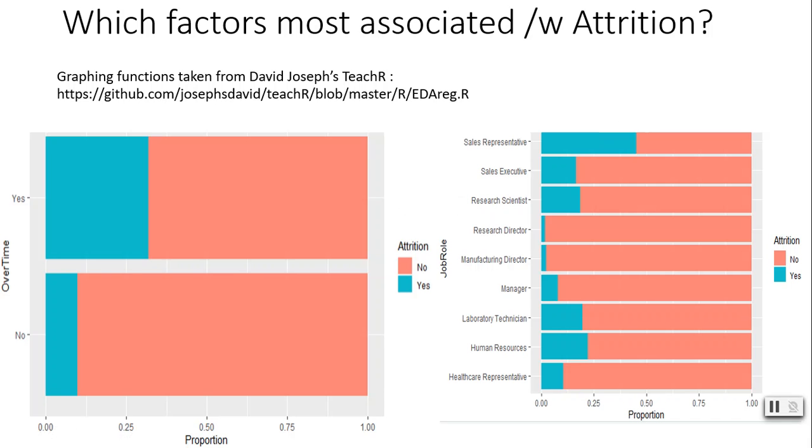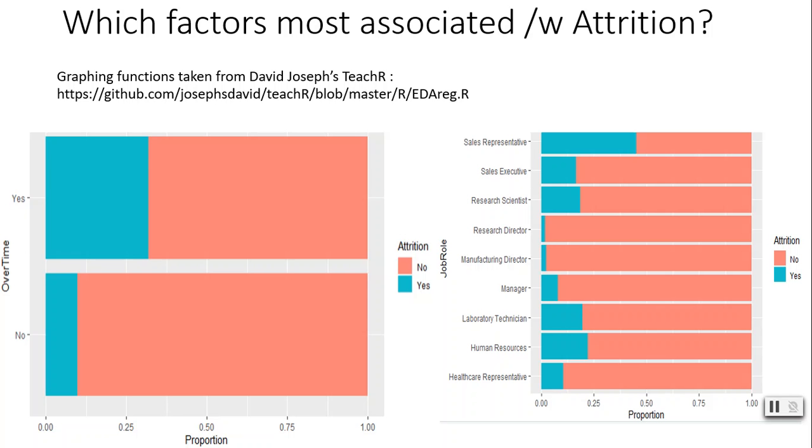These graphing functions were taken from David Joseph's TeachR package, the link of which I've included here, and the graphs we use to determine whether or not a categorical variable is related to attrition are these parallel bar graphs. We can see that overtime employees have a larger proportion of attritioning from the job as opposed to non-overtime employees. This would be good for inclusion in a predictive model to predict attrition.